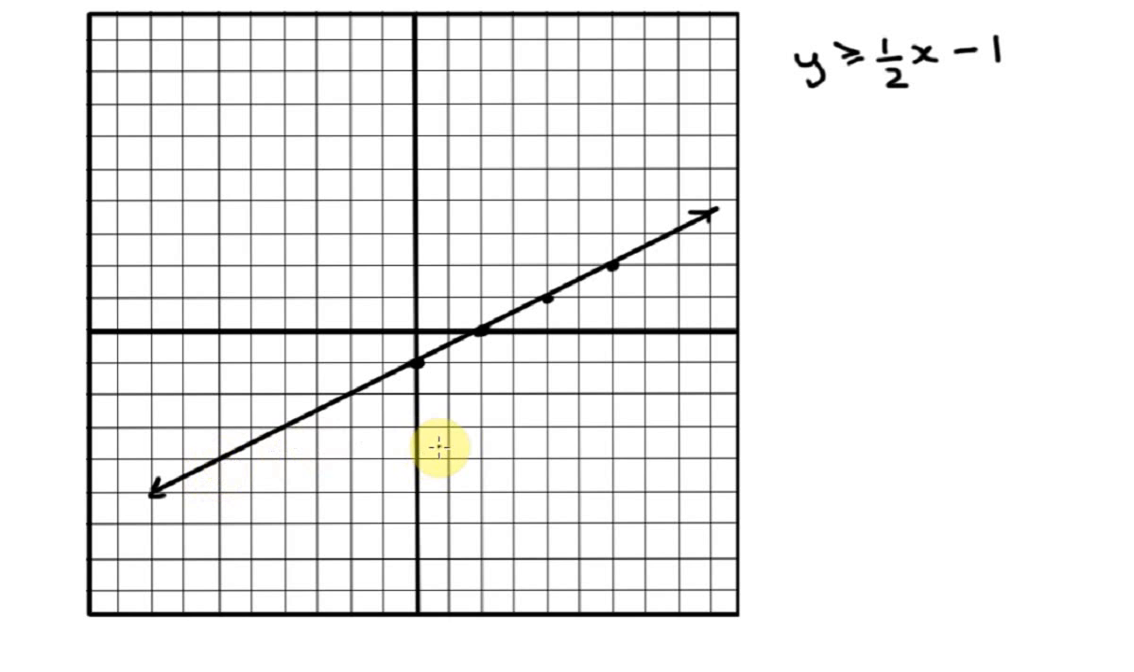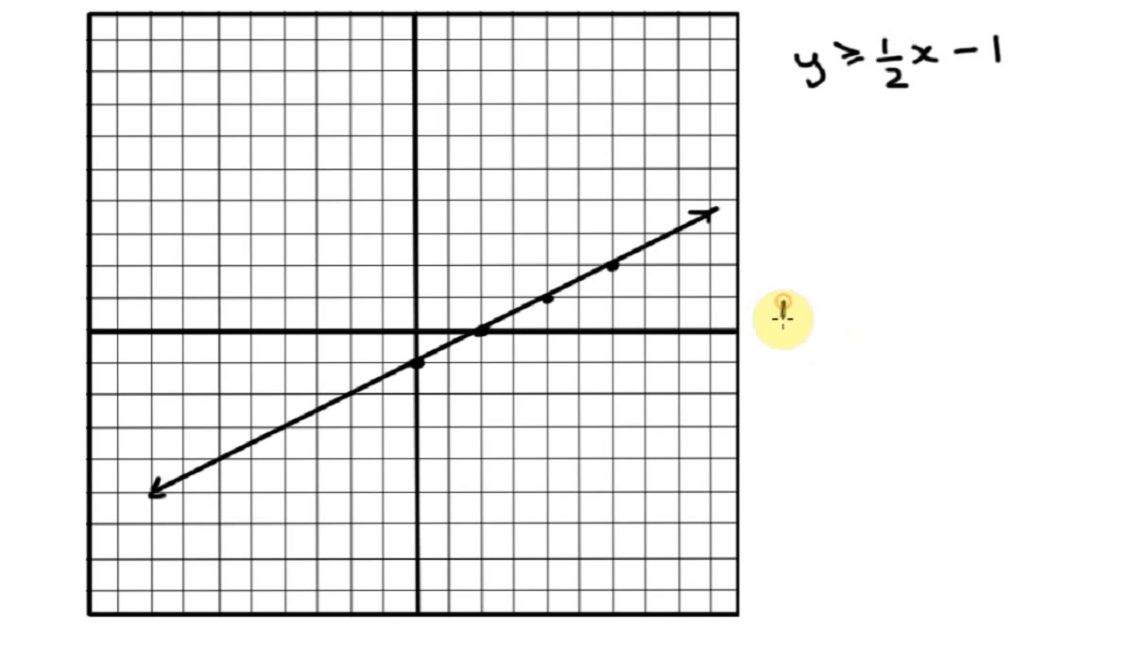Now step number 2 is I have to shade either above or below. And the reason is the points that make this inequality true are more than just the points that are on the line. There are all these other points that are maybe the points that are above or maybe the points that are below. Now there are 2 methods here for figuring out which way to shade. I'm going to show you both methods.